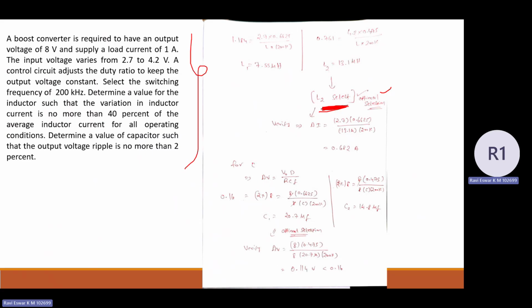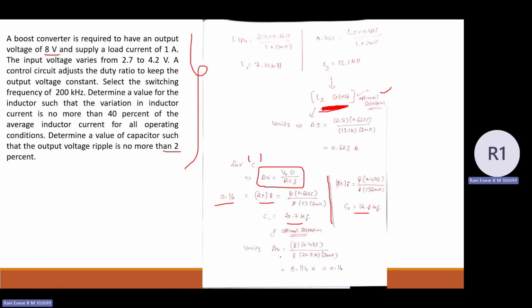Similarly, you can go through the capacitor design. So del V naught is D by RCF. Here the required condition is not more than 2% of output voltage. So 2% of 8 is 0.16. Now again, with two duty values, you can calculate C1 and C2. Here also, whichever value of capacitance is higher, consider it as optimal and apply it for the converter operation.